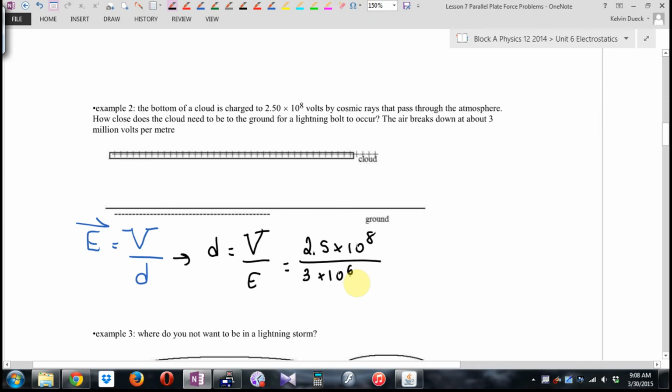By the way, that varies. It depends on humidity. It depends on a number of other factors, so this is very rough. How close would this cloud need to be for lightning to occur? 83.3 meters. Not that far, fairly close.